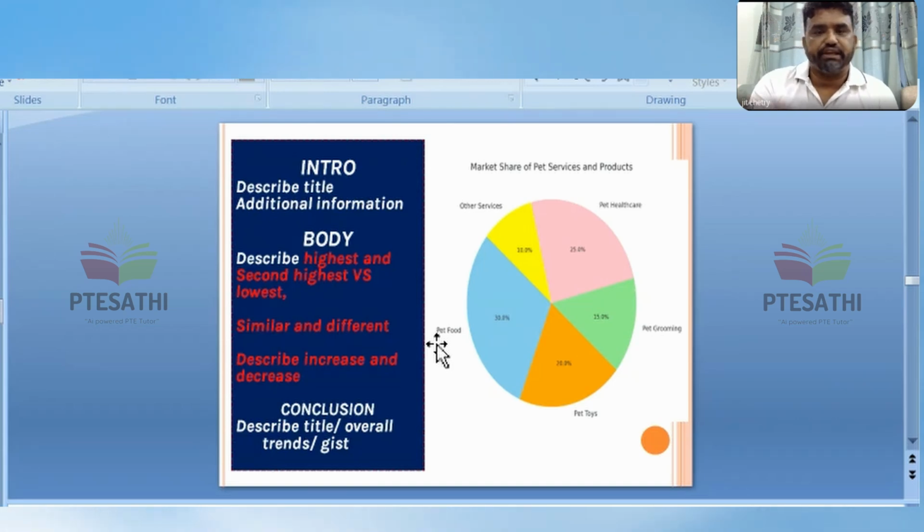So you have to pick and choose. In that case, the best option can be the highest, and maybe the lowest, and then one more sentence on similarities. And if you're describing a line graph, you can talk about the trend, increasing or decreasing. And then go to the conclusion.